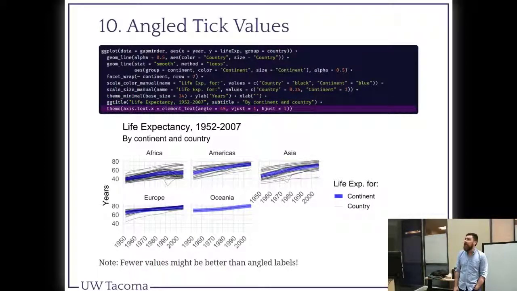Then I rotate my x-axis labels 45 degrees. I say vertical justified 1, horizontal justified 1. This moves them all the way up and all the way to the right. What this does is make sure that this line for 1950 lines up with the end of that particular number. Me being very particular, gotta have everything line up properly.